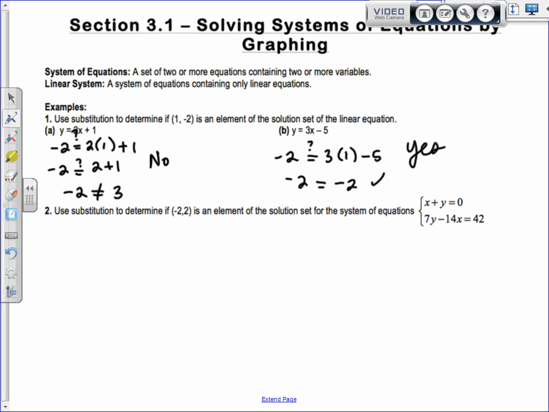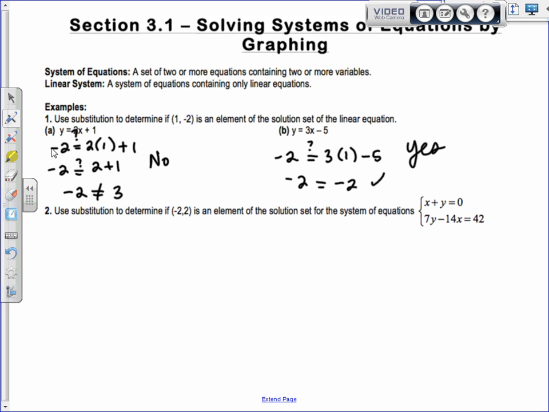Now, if you have two lines, you could have one point on both of the lines, right? If they intersect, it's an intersection of one point. Or you could have the two lines on top of each other, so it's the same line, and then there's an infinite number of points on that. So you could have an infinite number of solutions or just one solution.